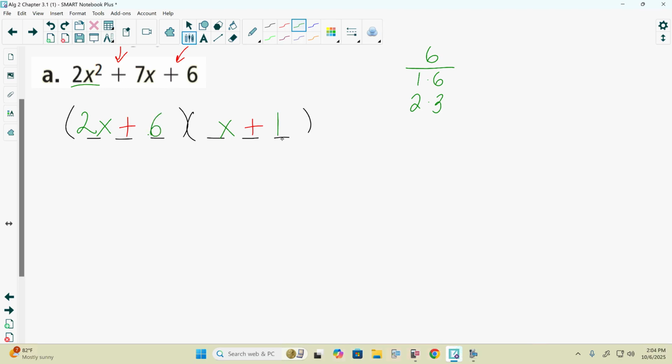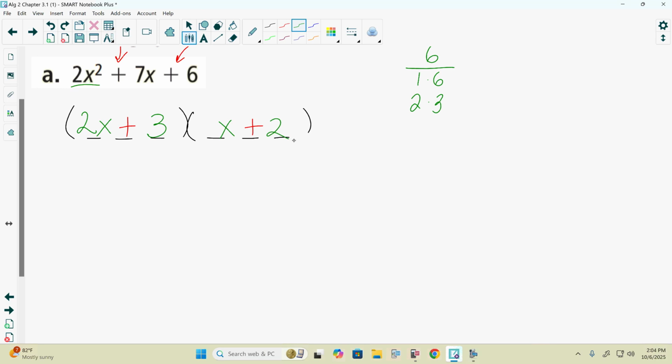Now, we'll go back to 2 and 3 here in a second. I just want to look at this one here, 2x plus 6 times x plus 1. Will this one work? No, 2x and 6 have a common factor of 2. So 2x and 6 should not be able to go together, and this would also give us 8x.